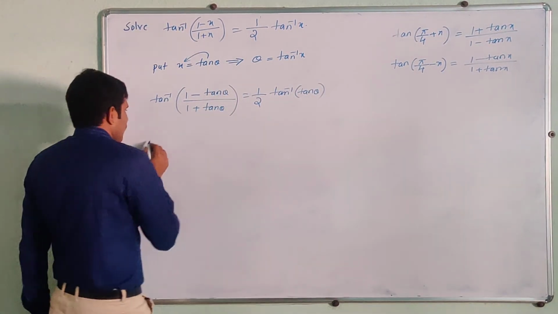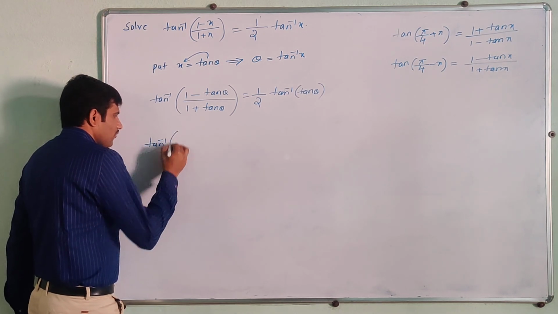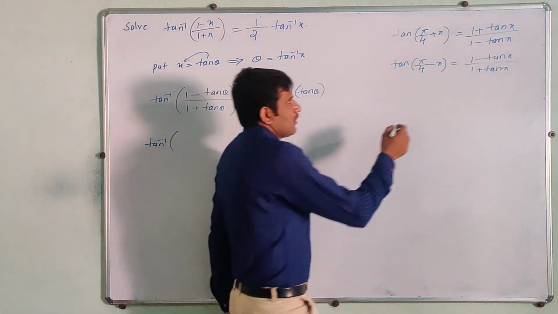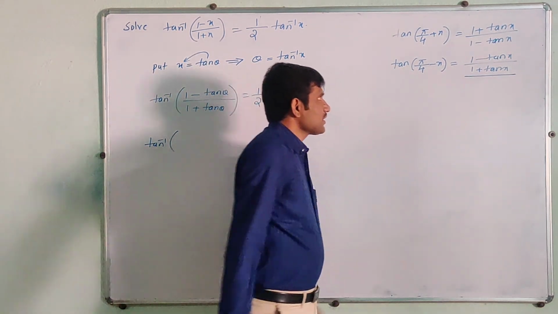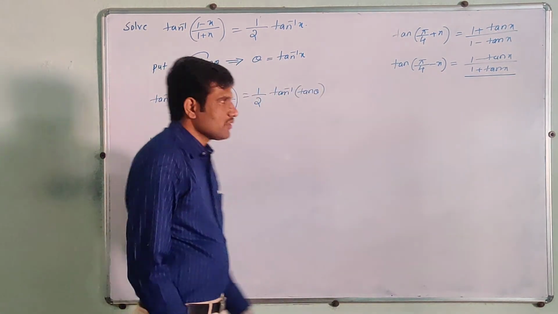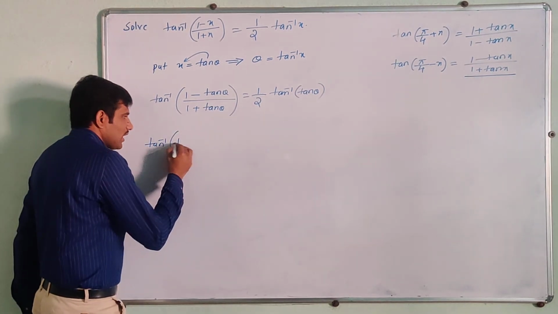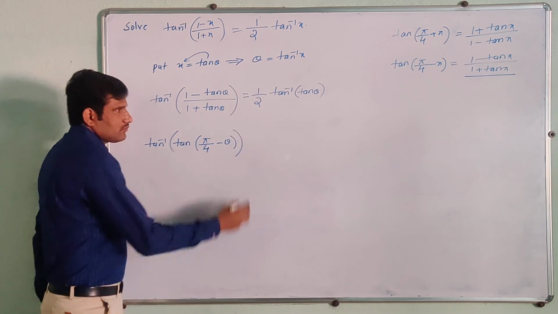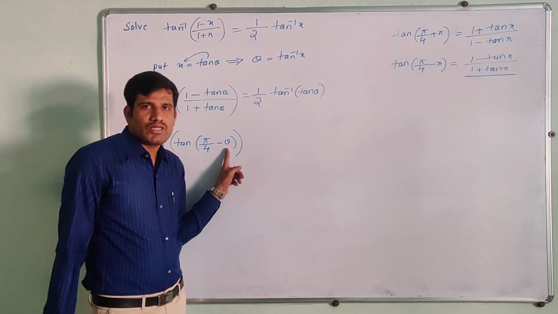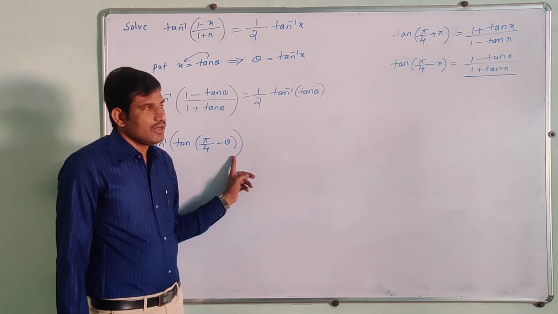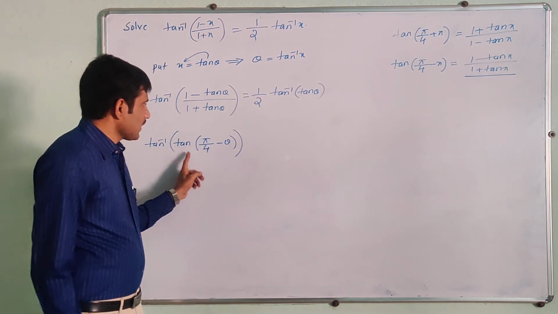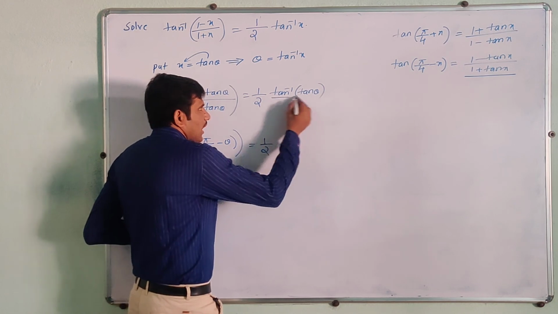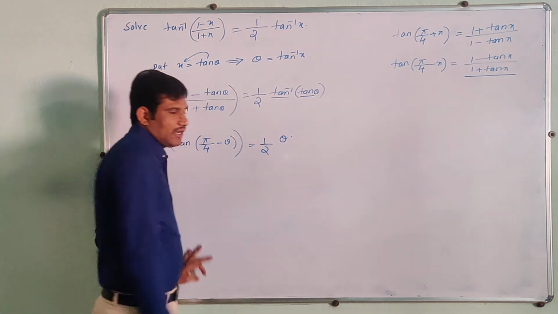So now it is tan inverse of 1 minus tan theta by 1 plus tan theta. What is 1 minus tan x by 1 plus tan x? Tan of pi by 4 minus x. So 1 minus tan theta by 1 plus tan theta is tan of pi by 4 minus theta, and on the right it is 1 by 2. So tan inverse tan gets cancelled, and we are left with theta.